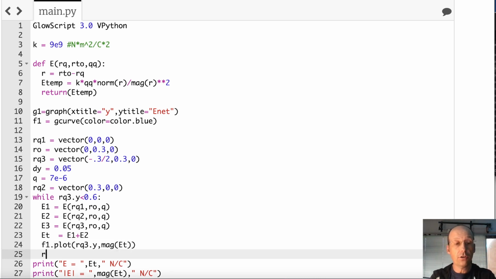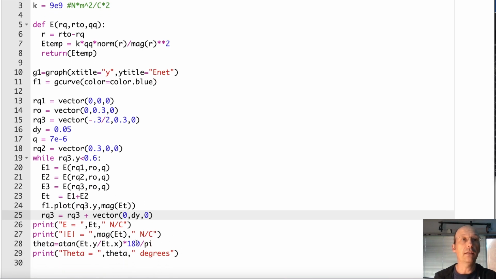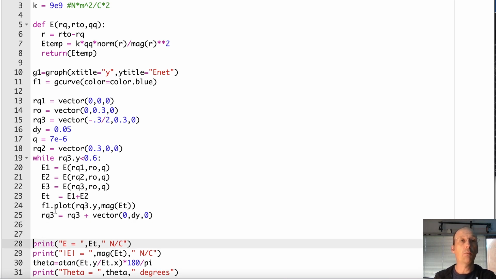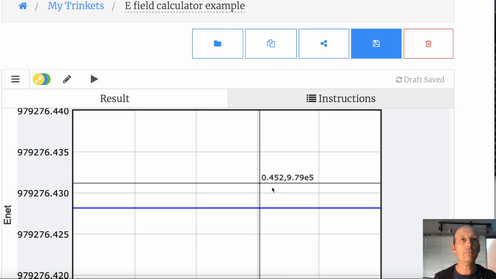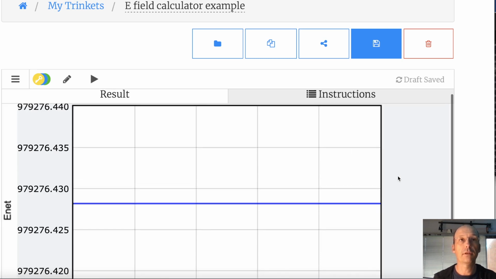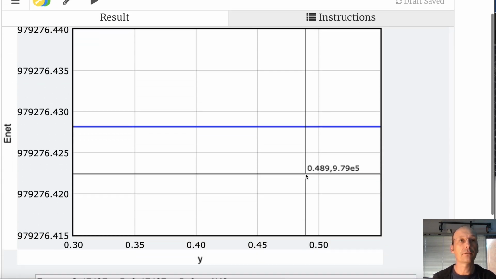And now what I'm going to do is move the point up, move my charge up. So I'm going to say rq3 equals rq3 plus the vector 0 dy 0. So I'm going to move it up by an amount dy. And then I don't need this stuff, but let's just leave it there. I think that will work. It should make a graph. Okay. And there's my graph. And nothing changed.